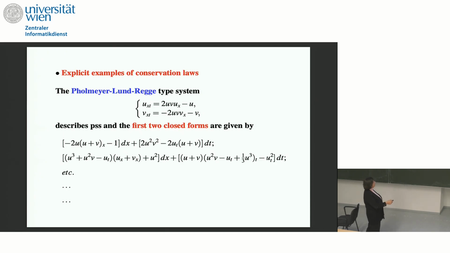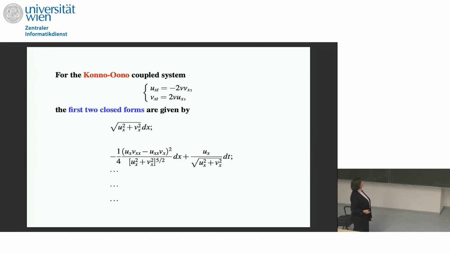This is the first one, this is a closed form, this is the second one, and it goes on, and it goes higher in the degrees of the functions of u and v, okay? But it can be done. I mean, in the case of the Kono-Ono coupled system, we also obtained the conservation laws, infinitely many. And so these also, I mean, it gets more and more complicated as you go down here to the higher degree of the closed form.